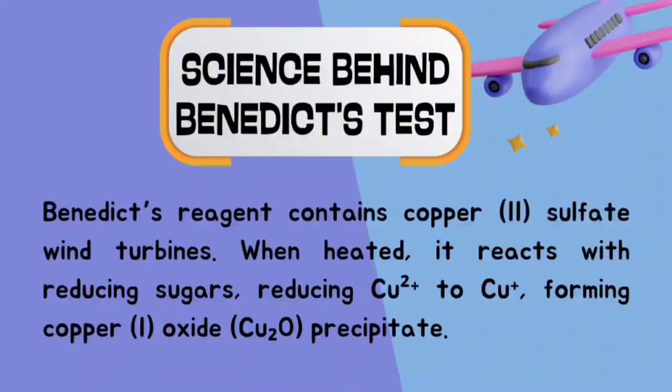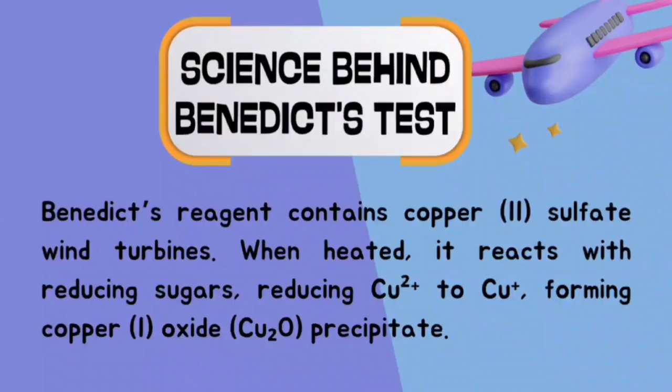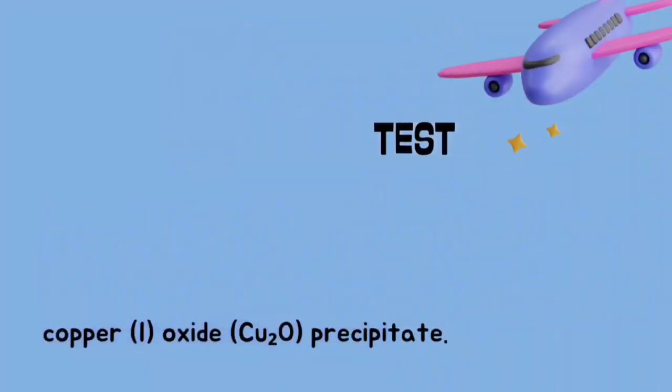So Benedict's reagent has a chemical called copper sulfate. When we heat it with a sugar that can be reduced, a reaction happens. The copper changes from one form to another, creating a solid called copper oxide. This solid is what gives us a color change that tells us if sugar is present.